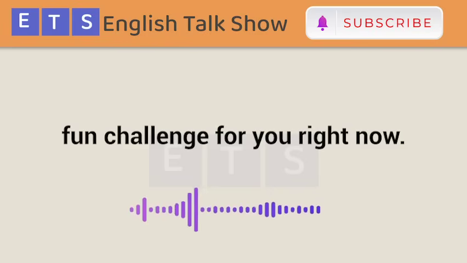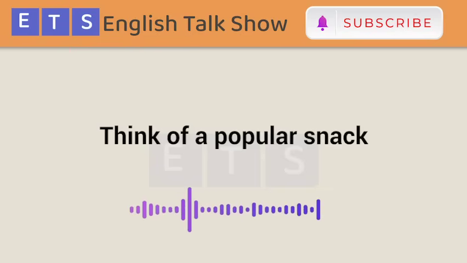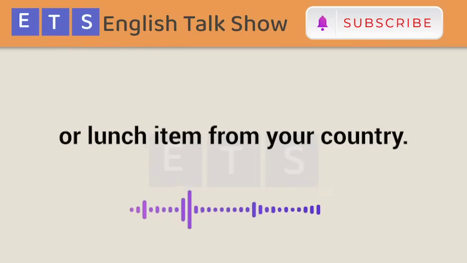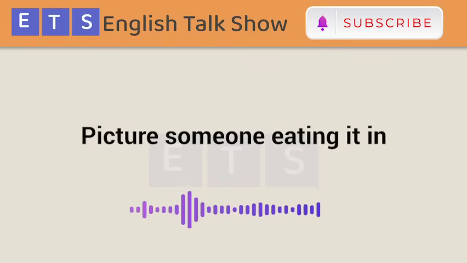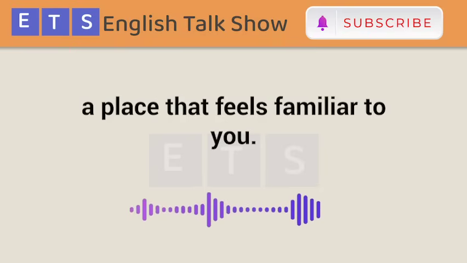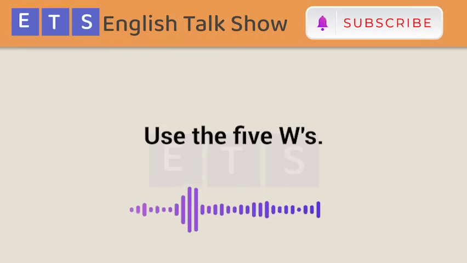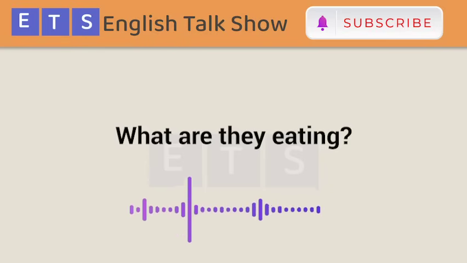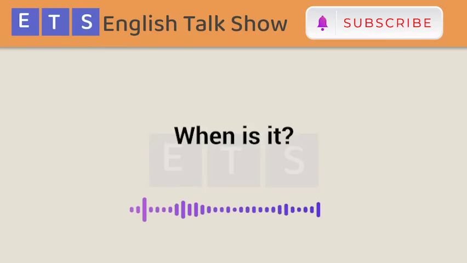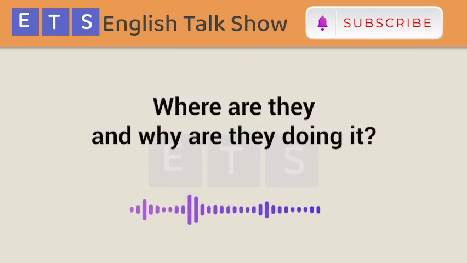So here is a fun challenge for you, right now. Think of a popular snack or lunch item from your country, maybe something unique to your culture. Picture someone eating it in a place that feels familiar to you. Use the 5 W's. Who is eating? What are they eating? When is it? Where are they? And why are they doing it?